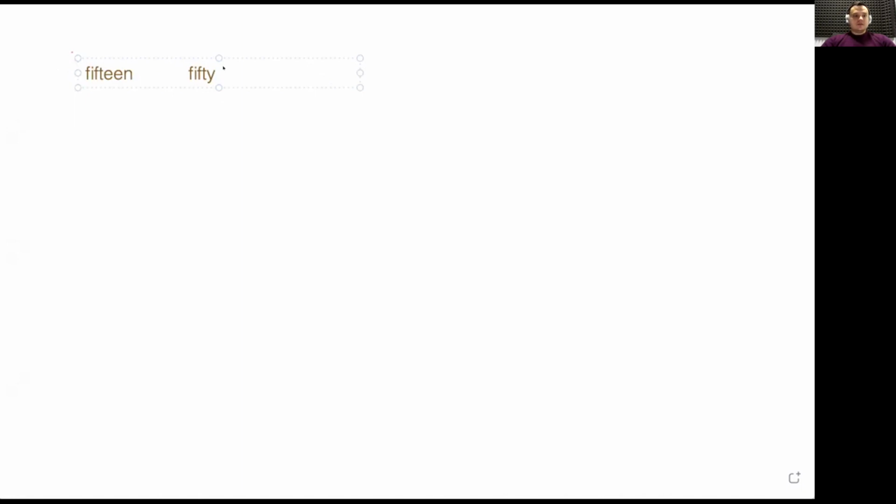The stress in the first word goes to the end, so the sound is longer. 15. Where? Okay, so it's here at the end? 15, yeah, it's on the end. And in 50, the stress is in the second word, on the first syllable. 50. Okay, so it's the first syllable.